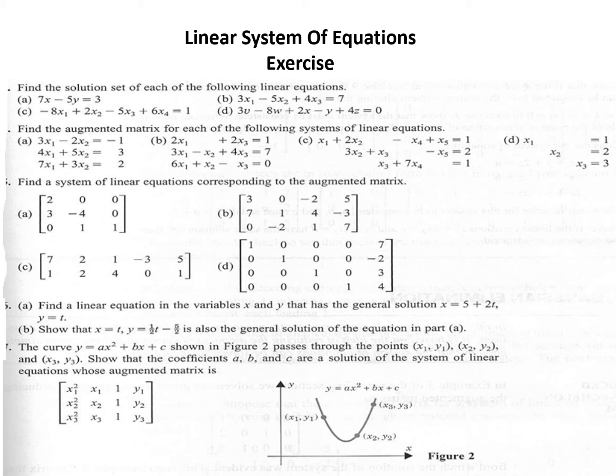In the next question, find a linear equation in the variables x and y that has a general solution x equals 5 plus 2t and y equals t. In this question you have to find the linear equation, try to solve it. And in question 4 and question 5, here we have the curve. In figure 2 you see that the curve passes through these points. Show that the coefficients a, b, c are the solution of the system of linear equations. So by using the augmented matrix, try to solve.